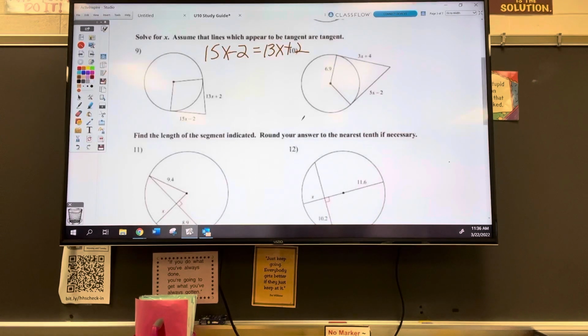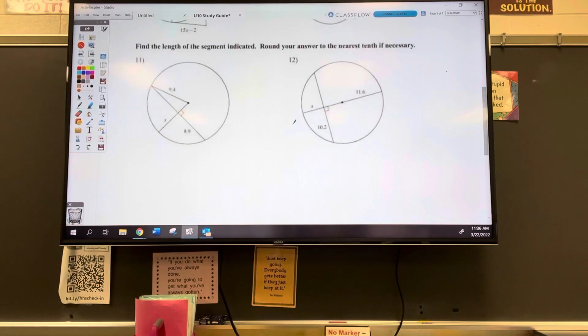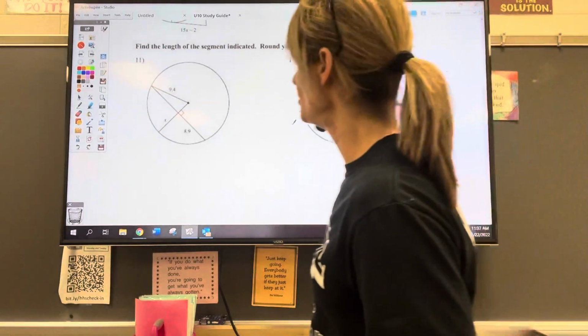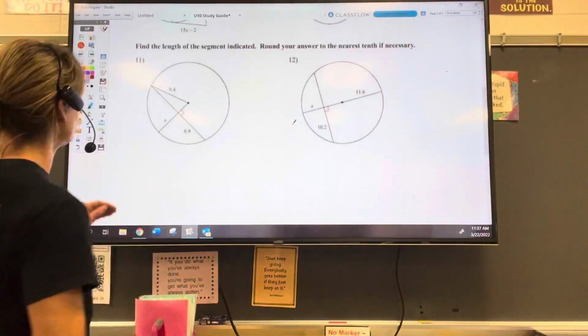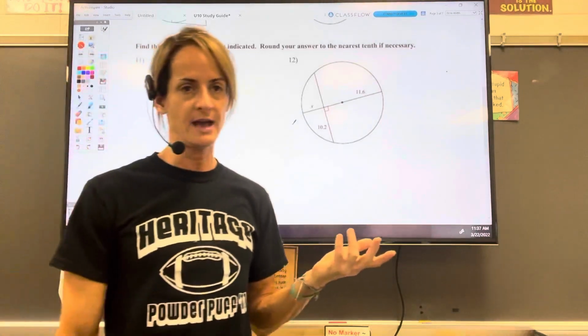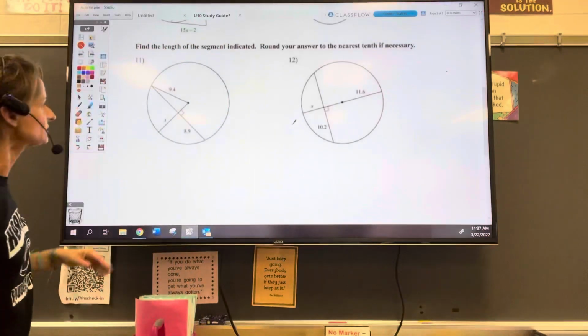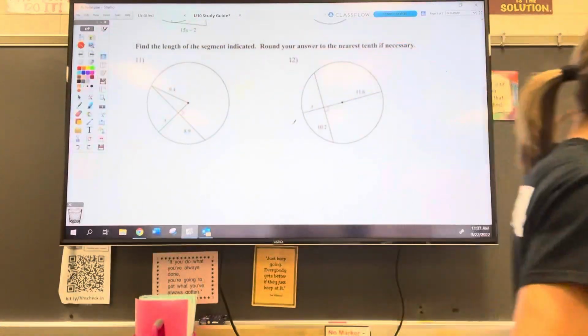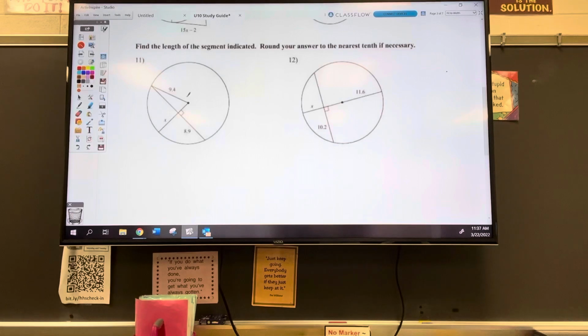I'm trying to get to number 11 here. These are the trickier types of problems. So I'm going to show you how to find a couple different lengths in this problem because it's similar to what you're going to be asked on your test. So let me draw some things in here. So here is the radius, 9.4, right? This is also a radius, 9.4. I'm not going to write that on there, I'm going to get you confused.